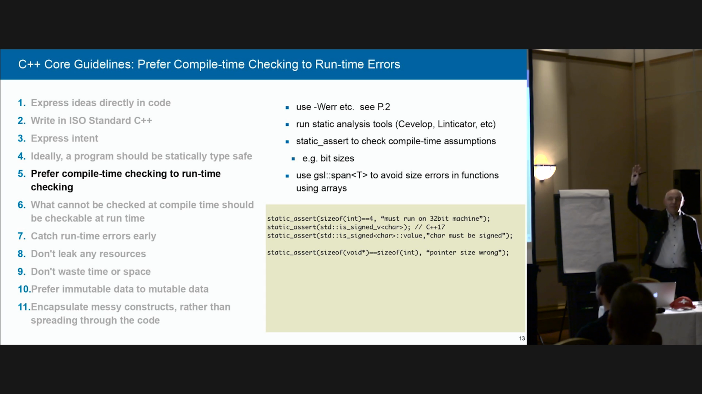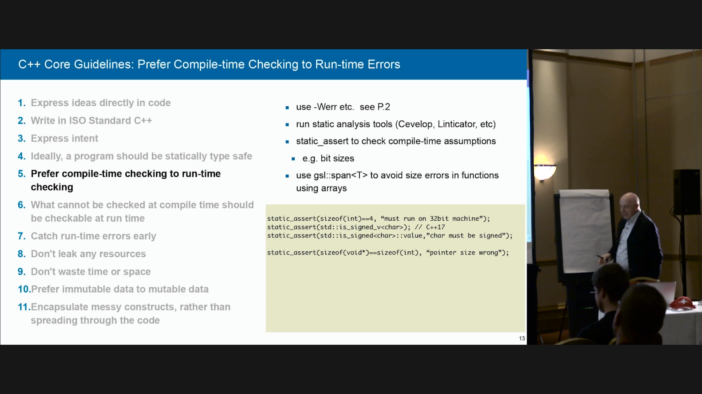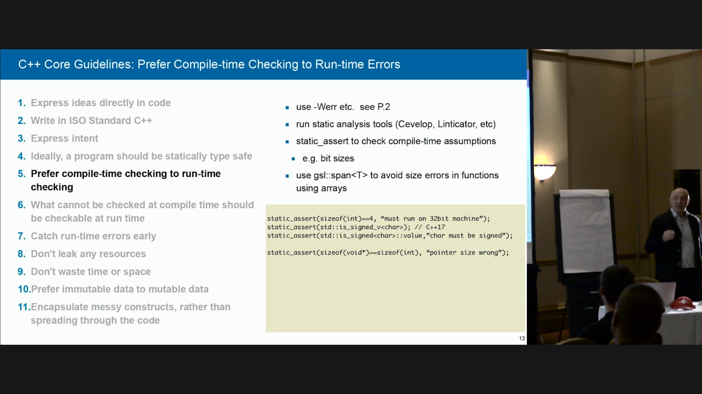Who's using Werror as a compiler option? Who's not using that? Who's using static analysis tools like Visual Lint or PC-lint or whatever? There are plenty of them, and it's good to use them because not all cover all areas of the language or all corners of your code. Who's using static_assert? Okay, you're all perfect.